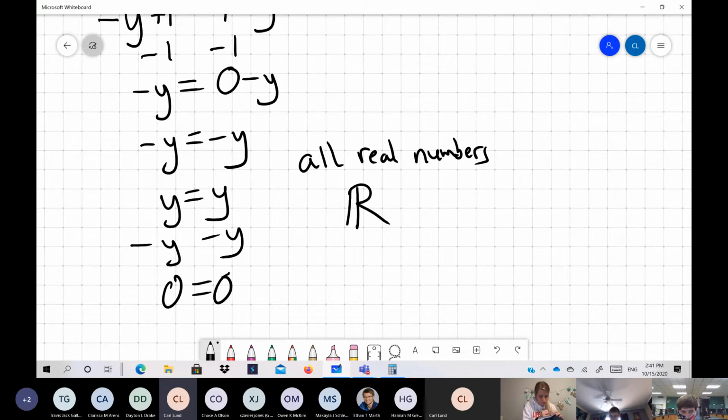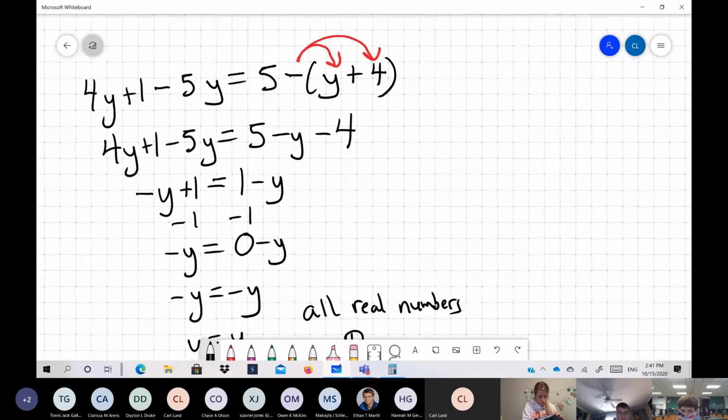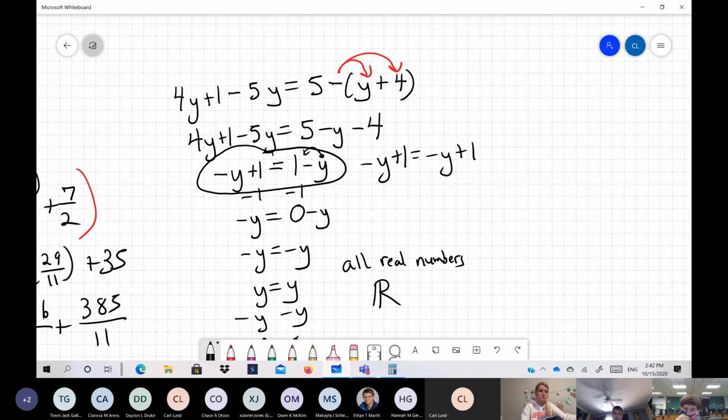Or you can write the symbol for the set of all real numbers. And again, I can tell that right here because this is really -y plus 1 equals, just use the commutative property to reverse this, equals -y plus 1. And as soon as I see something like that, I can stop. I know right there, if an expression equals itself exactly, that means my solution is going to be all real numbers.